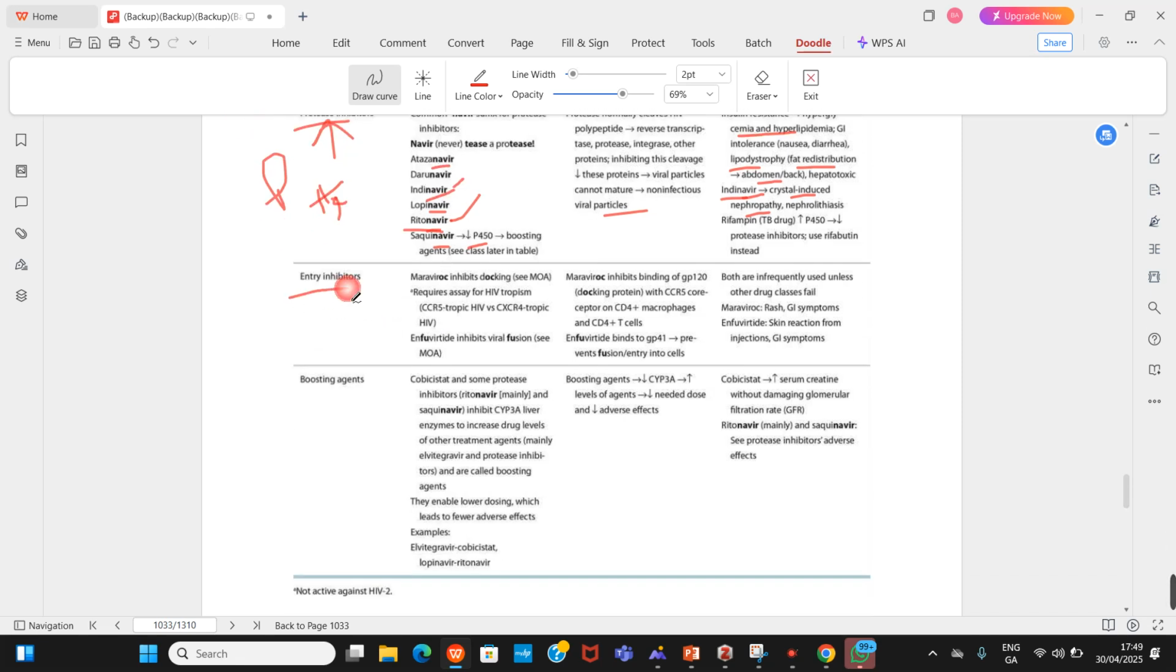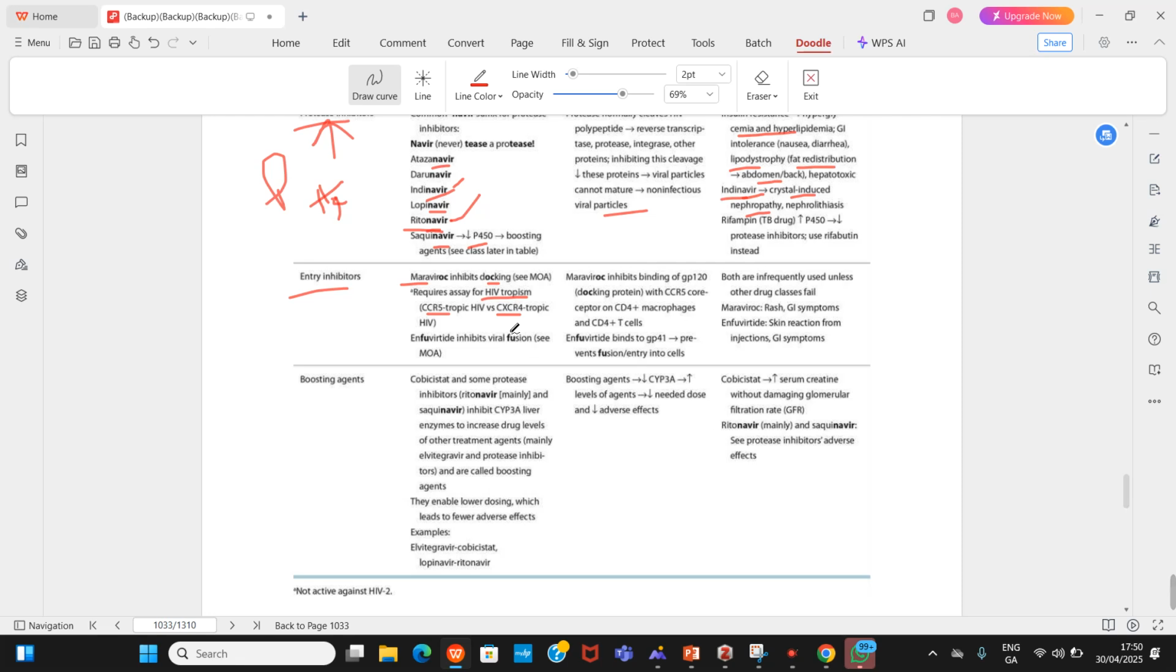So entry inhibitors, maraviroc, prevent docking by inhibiting what? CCR5 or CXCR4. And just like I said initially, before you start maraviroc, you want to do an assay for HIV tropism. We want to know, are you the type that loves CCR5 or the type that loves CXCR4? So that we'll know. If you are the type that likes CCR5, okay, we can use maraviroc. If you are binding to CXCR4 majorly, maraviroc cannot work.